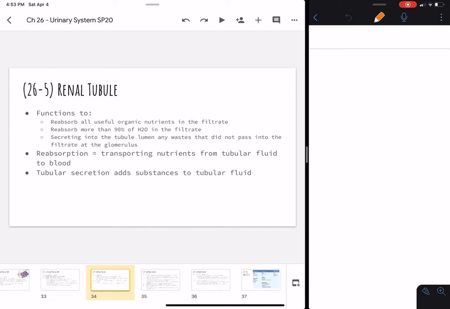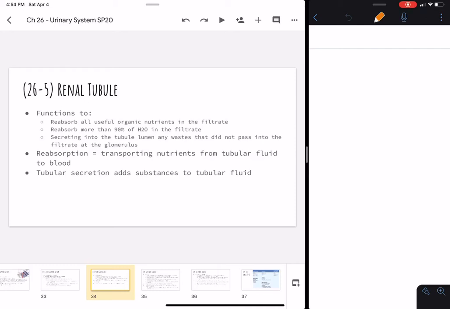So, renal tubule, like we mentioned, functions to reabsorb all useful organic nutrients in the filtrate. So, as urine is going through the PCT, nephron loop, DCT, and collecting duct, we're trying to reabsorb some of the good stuff in there. We also work to reabsorb water. So, the majority of the water gets reabsorbed in the collecting duct and then in the descending limb of the nephron loop.